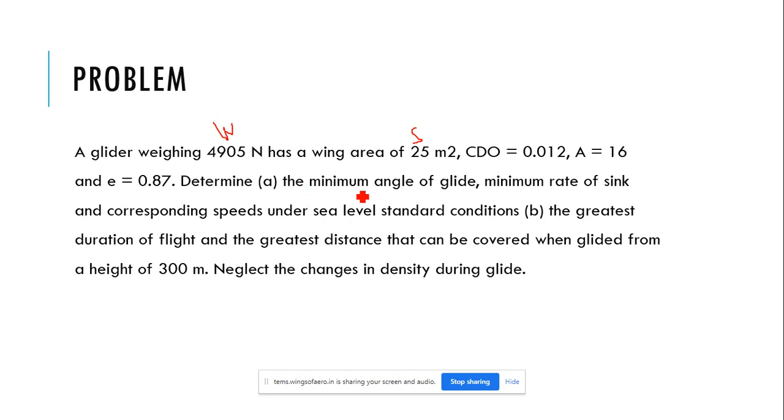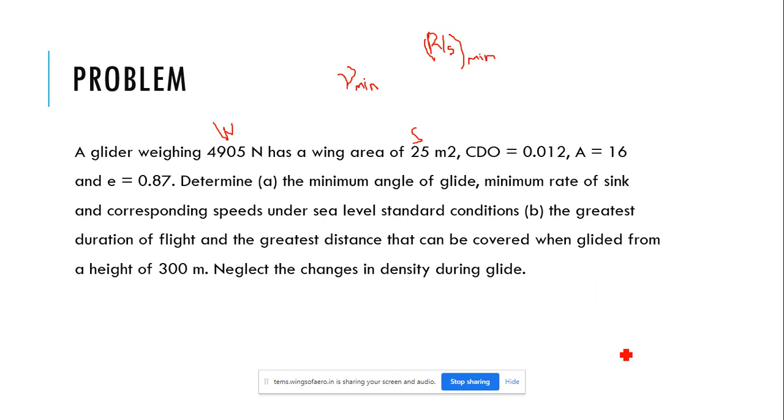Okay. So what we need to determine is the minimum angle of glide. We know the angle of glide is gamma, and when it comes to minimum, it will be gamma minimum, and minimum rate of sink, that is R by S minimum. And the corresponding velocities, for minimum angle of glide or minimum rate of sink, the velocity at minimum angle of glide we need to find out.